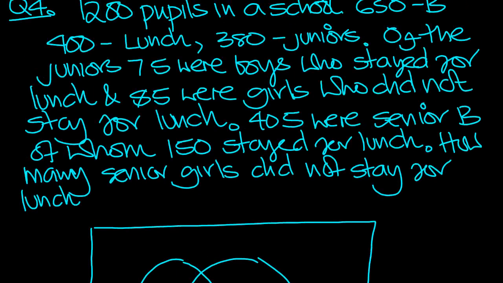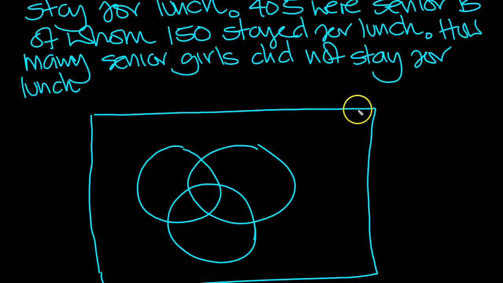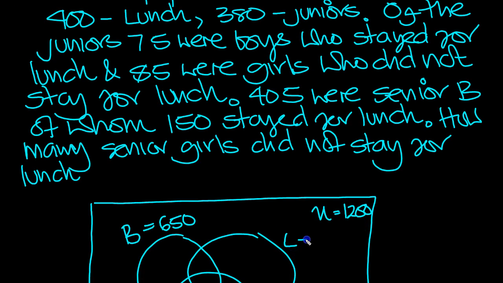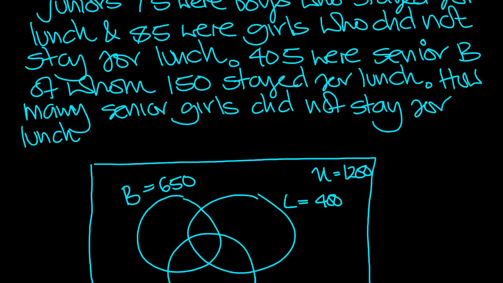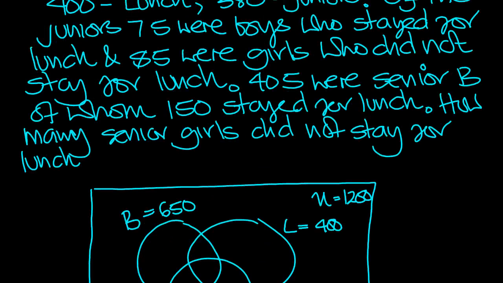So let's have a look at the question, and I've summarized it here and drawn a template Venn diagram with 3 sets in. So there's 1,200 in the school and 650 are boys, so the universal set is 1,200. Boys circle we can put here, and that adds up to 650. So there's the boys, 650. 400 stayed for lunch, so the L circle is 400. And 380 were juniors, so the juniors circle will be 380. Okay, that's the 3 circles then.